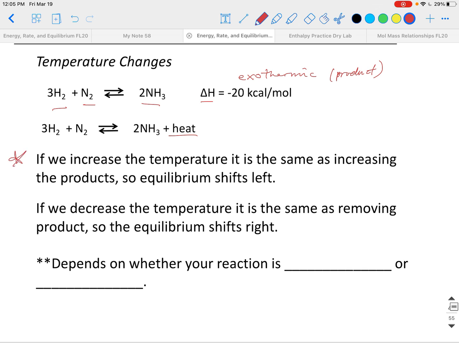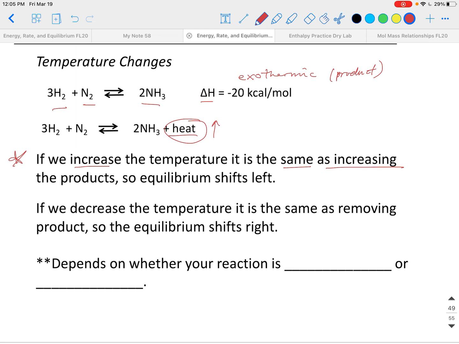So I want to read this statement right down here. If we increase the temperature, now we're going to start messing with stuff. We're going to apply some stress. If we crank the temperature up, heat it up, it is the same as increasing a product in this case. It's like we tip the scale, okay? We increase the concentration of a product. So equilibrium is going to shift left, okay? Equilibrium is going to shift left.